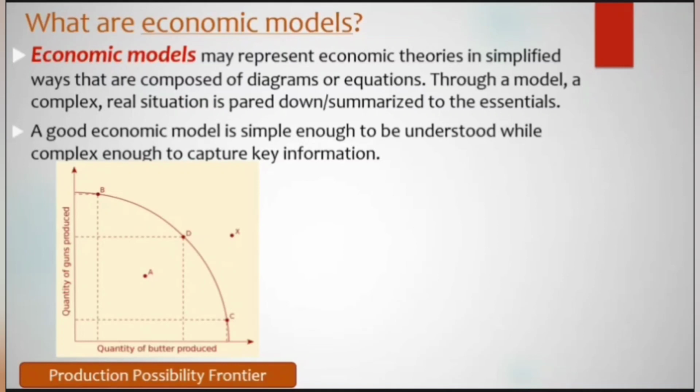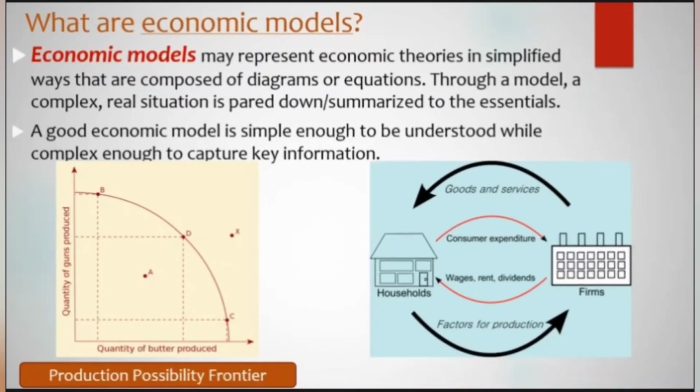Makikita na nasa curve ang point C, D, and E. Ibig sabihin, efficient utilization of production at posible. So walang nasasayang. Samantalang ang point A ay nangangahulugang underutilized production. Hindi naaabot ang potential maximum production at may nasasayang. Samantalang ang point X ay imposibleng senaryo.